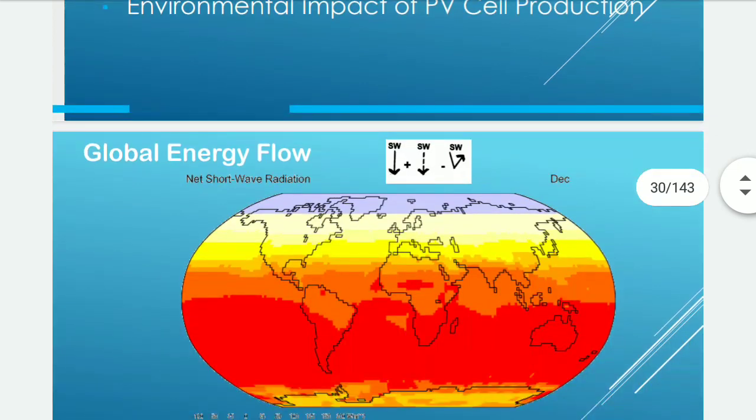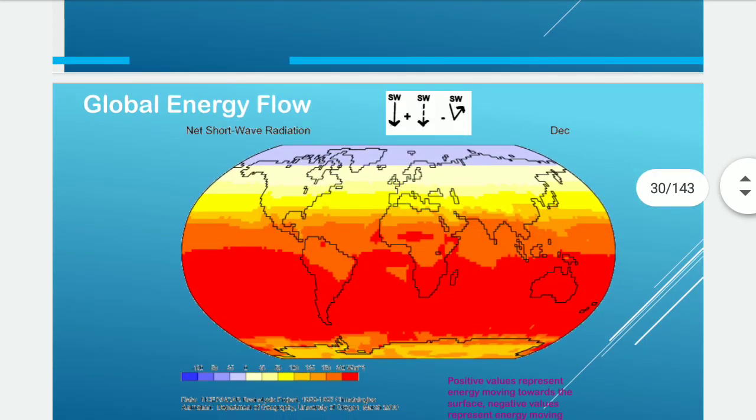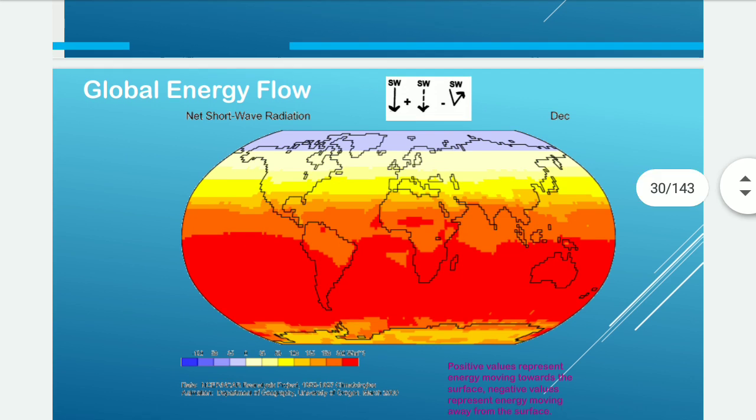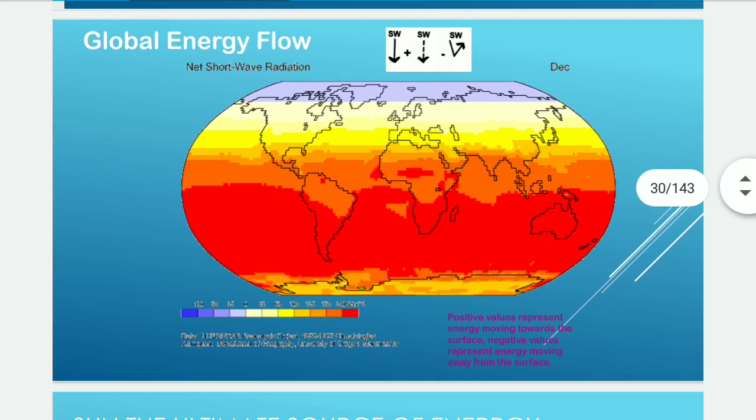Global energy flow. This PPT shows net shortwave radiation like the red hub. Positive value represents energy moving toward the surface. Negative value represents energy moving away from the surface.